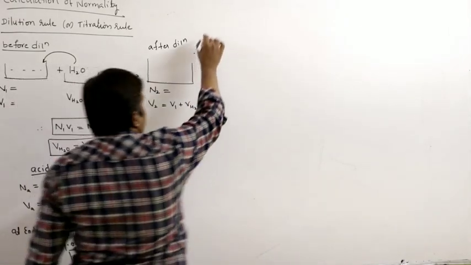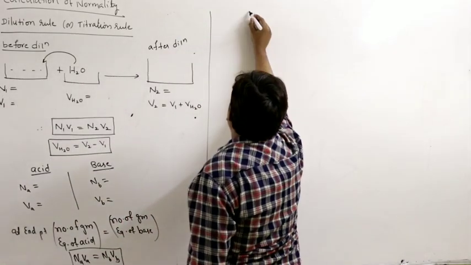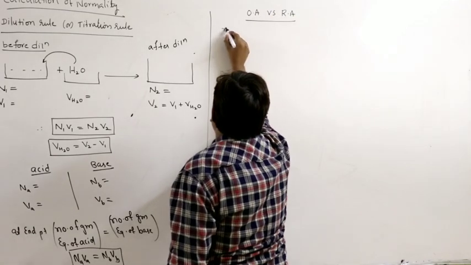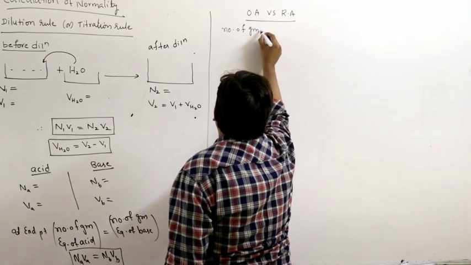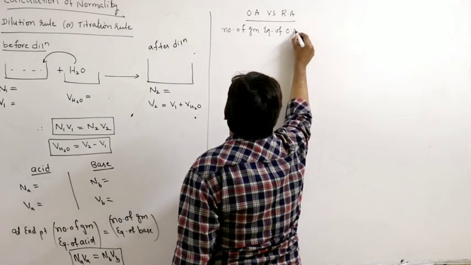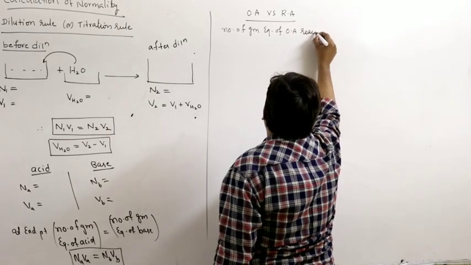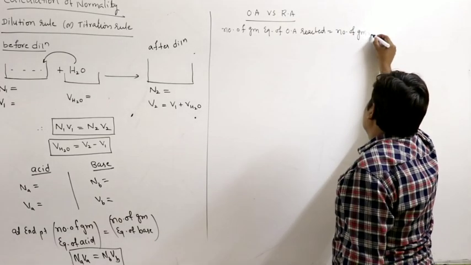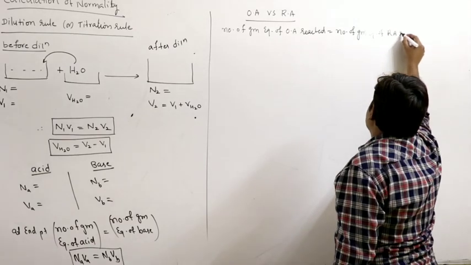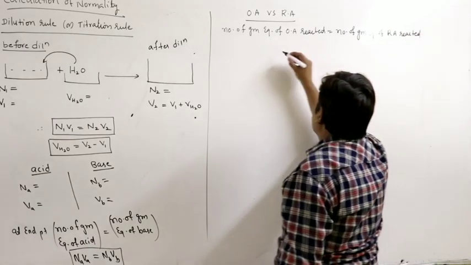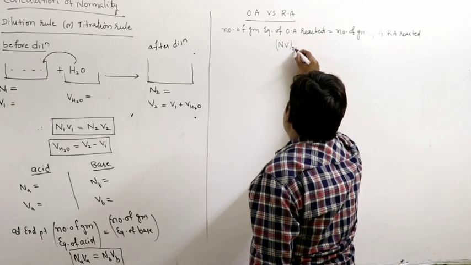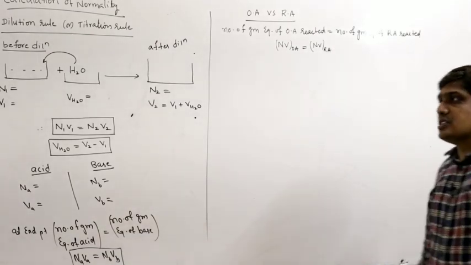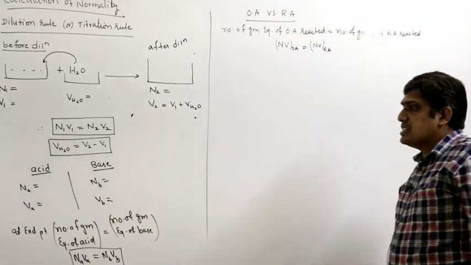Or if it is oxidizing agent versus reducing agent, then same principle. Number of gram equivalents of oxidizing agent reacted must be equal to number of gram equivalents of reducing agent reacted. So N into V of oxidizing agent equals N into V of reducing agent. So these are the titration rule or neutralization rule.